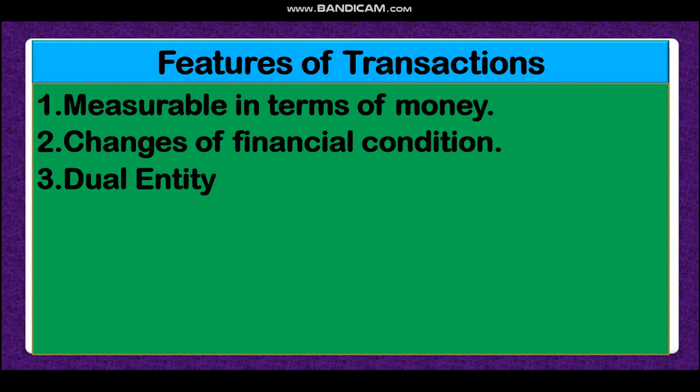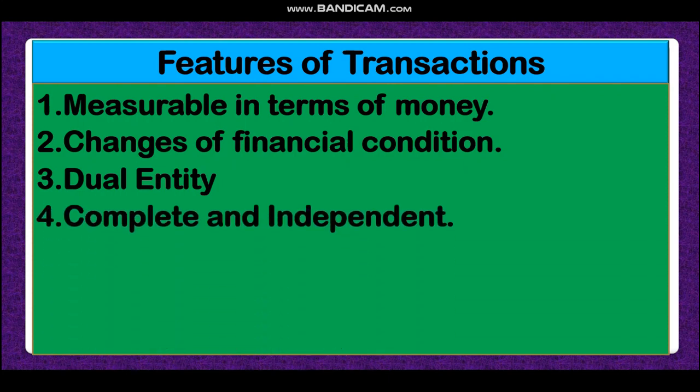Dear student, dual entity. One of the basic characteristics of transaction is dual entity. That means in every transaction there should be two parties. One party will receive the benefit and the other party will give the benefit, then it will be a transaction. Next feature is complete and independent. That means each and every transaction is complete and independent. One transaction is not dependent on another transaction.